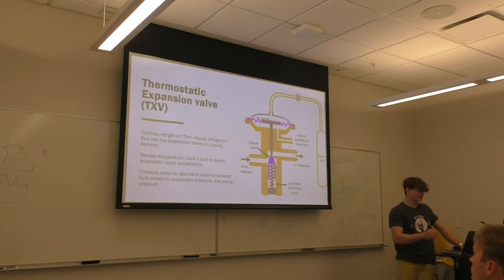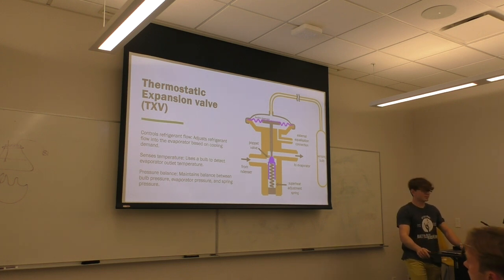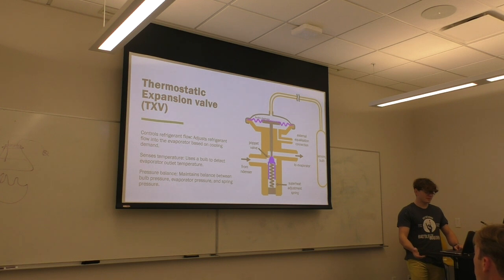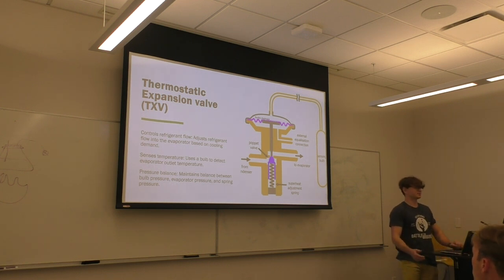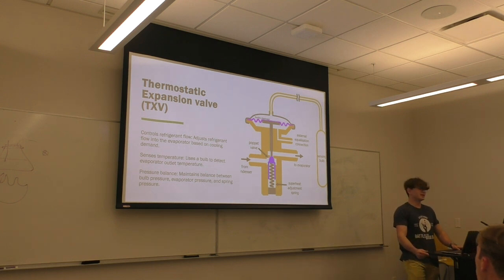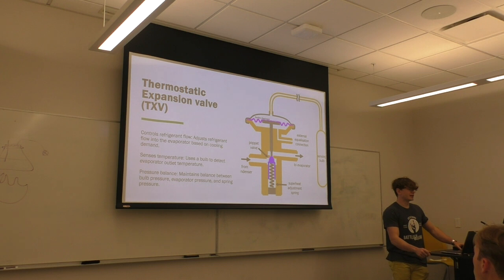So a little bit of background on a thermostatic expansion valve and what it does. The basis is it controls the refrigerant flow, senses temperature, and applies a pressure balance. Because it applies a pressure balance across the spring, the evaporator, and the bulb, it prevents any abrupt changes in the fluid that's flowing through it, allowing it to maintain a constant enthalpy across the valve.